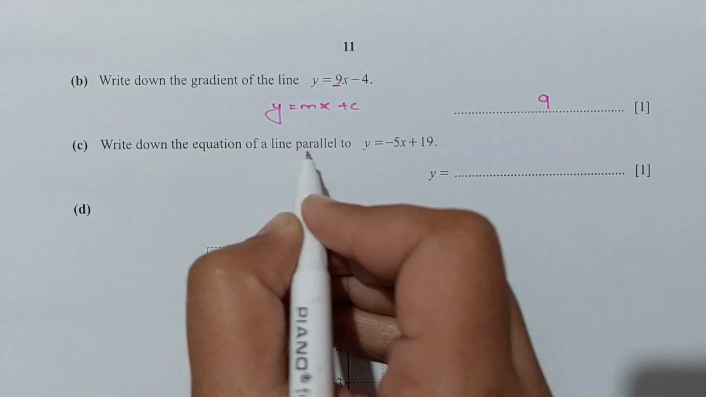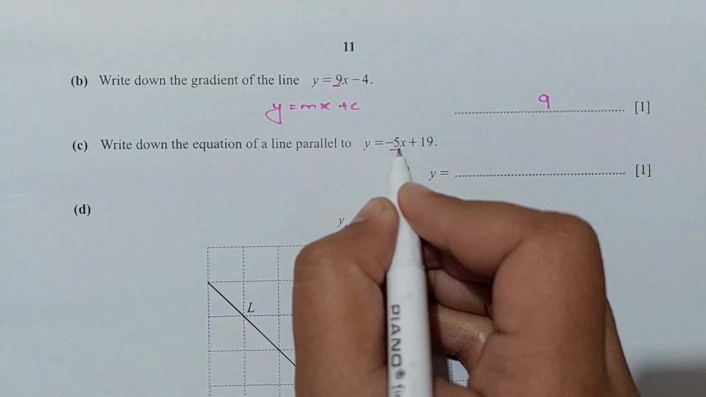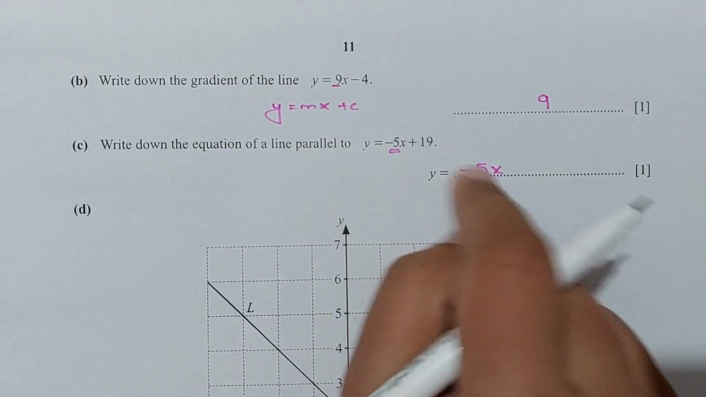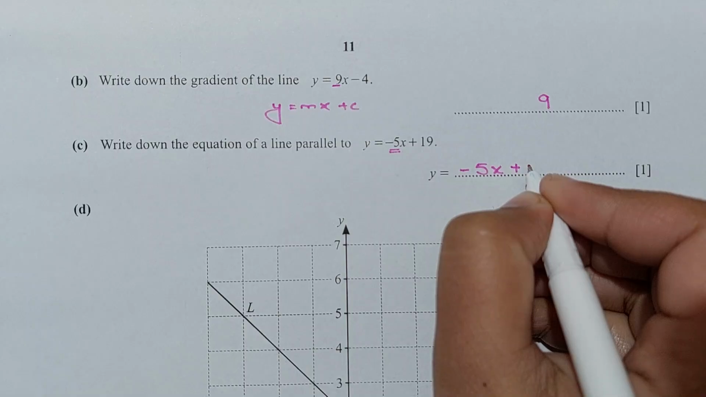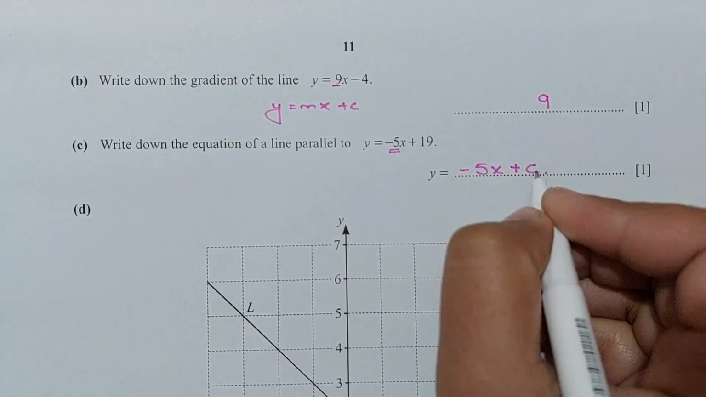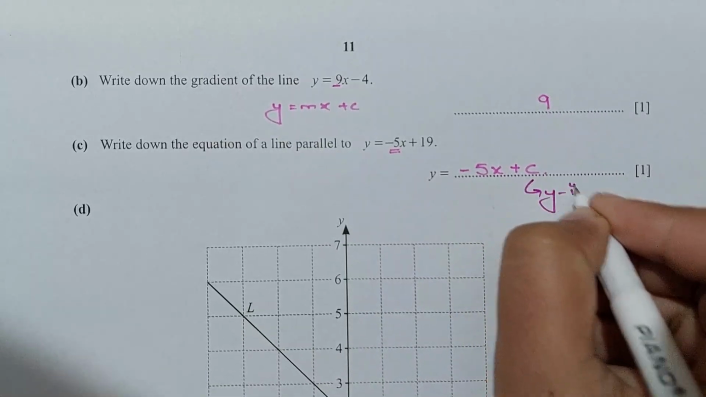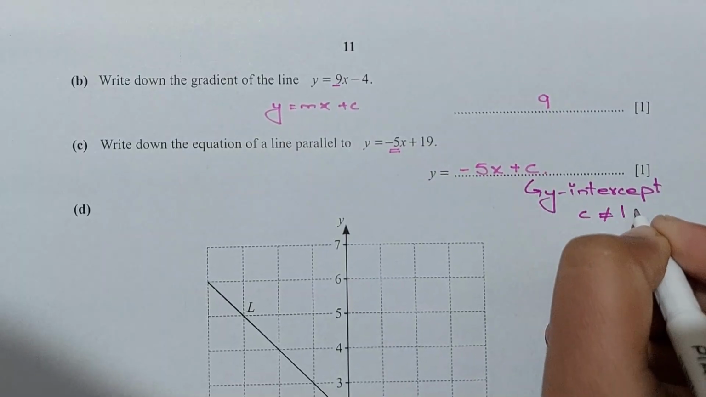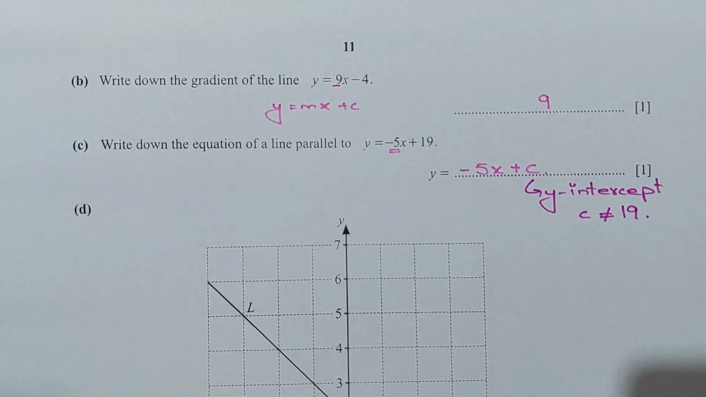Part C, write down the equation of a line which is parallel to this. So when the line is parallel, their slopes are the same. The slope or the gradient must be the same, -5 and -5, and there is some k, we can say some constant. We can write down c. This c is the y-intercept, right? And this c must not be equal to 19, because if it is equal to 19, these two lines are not parallel. These two lines are exactly the same, so there is any other number, right?